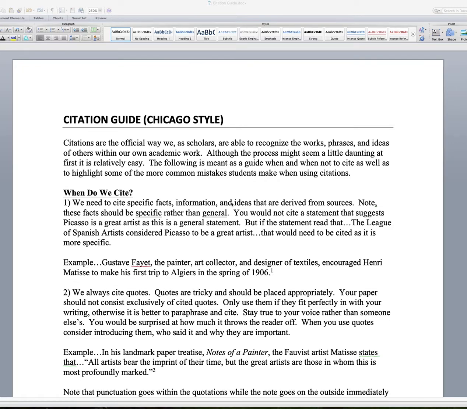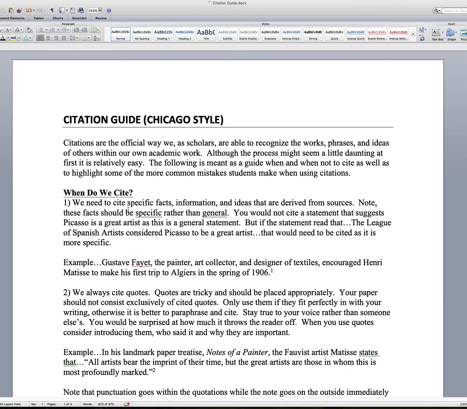The following is meant as a guide on when and when not to cite, as well as to highlight some of the more common mistakes students make when using citations. When do we need to cite? We need to cite specific facts, information, and ideas that are derived from sources. Note that these should be specific rather than general facts.